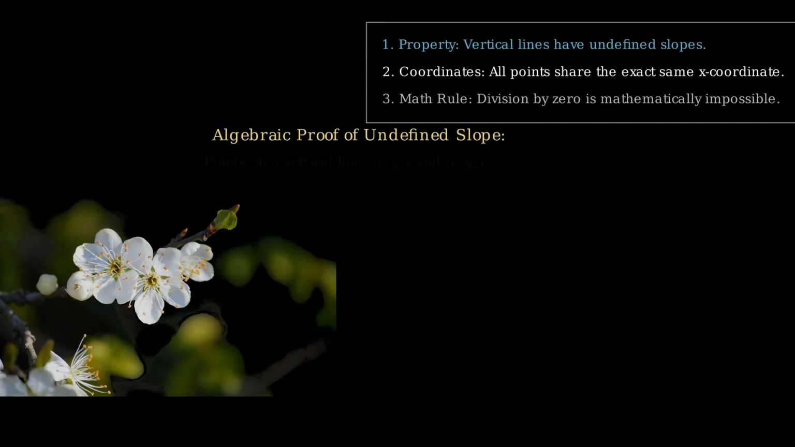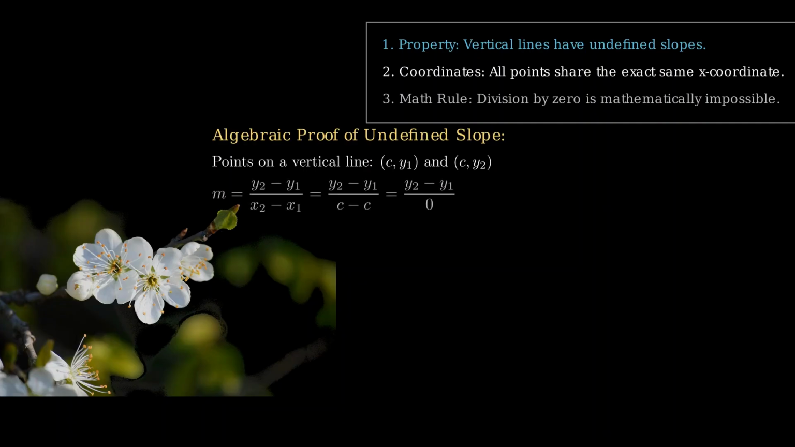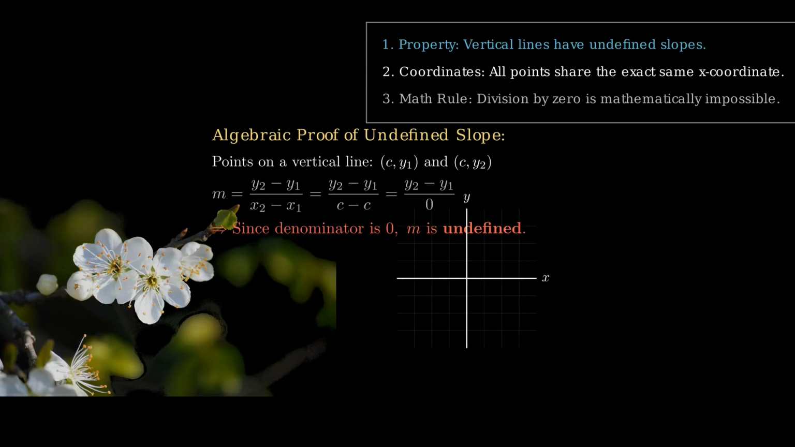Any 2 points on a vertical line will always have the same x-coordinate, which we can call C. So the points look like C, y1 and C, y2. When we substitute these into the standard slope formula, the denominator becomes C minus C, which equals 0. Because dividing any number by 0 is undefined, the slope m is not defined.